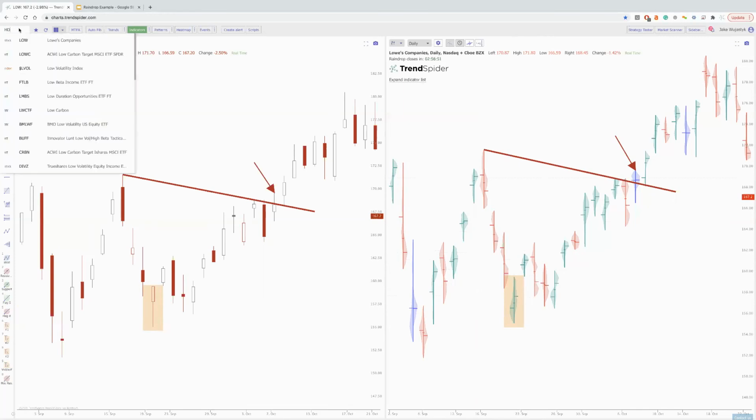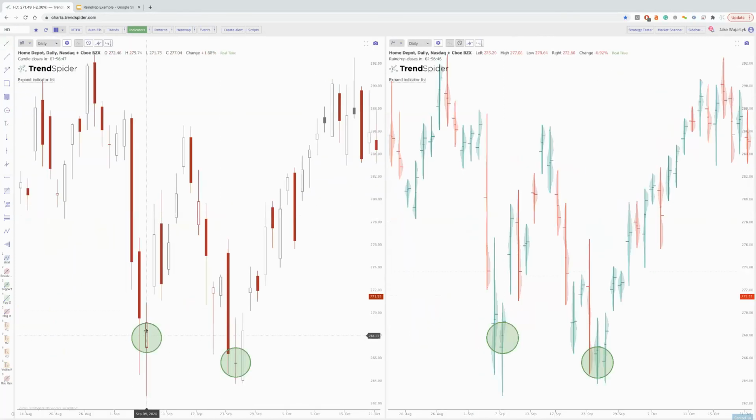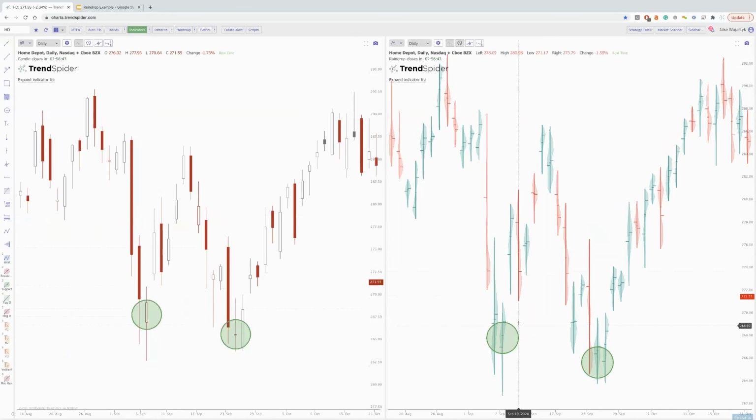Home Depot is another good example of this. Here we had this red candle, still a pretty solid candle, but we were able to confirm that by showing that this was a green candle here. Same thing here, and on September 24th, we had this red candle, but it ended up being a green raindrop. So anytime you see that discrepancy, it's kind of like a new form of looking for divergence, and that's something that's really powerful as well.